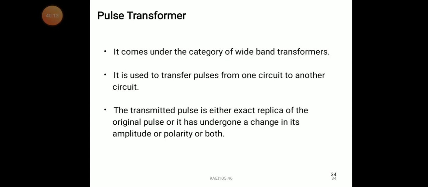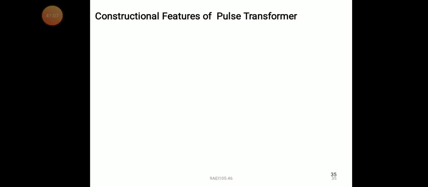The transmitted pulse is either an exact replica of the original pulse, or it has undergone a change in its amplitude or polarity or both. That's why it is called a pulse transformer. Amplitude may change, or polarity may change, or both amplitude and polarity may change. This is called the pulse transformer.